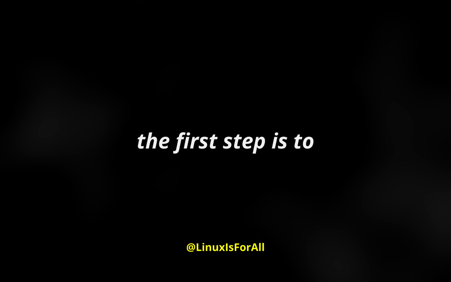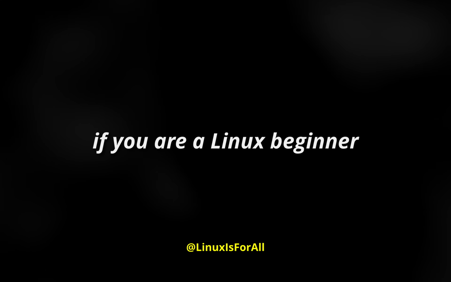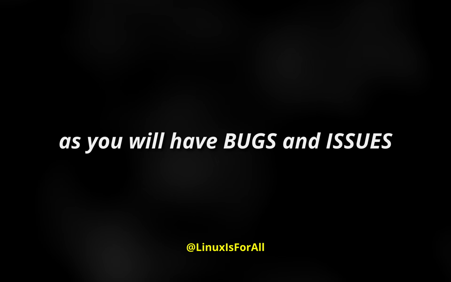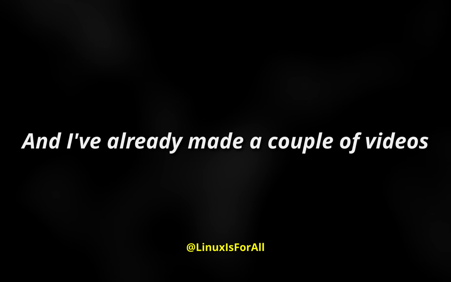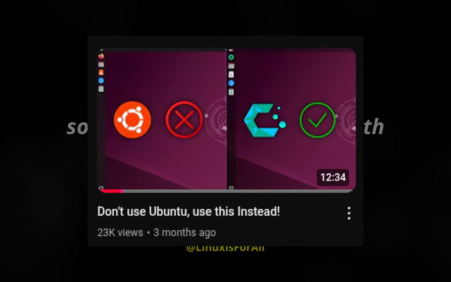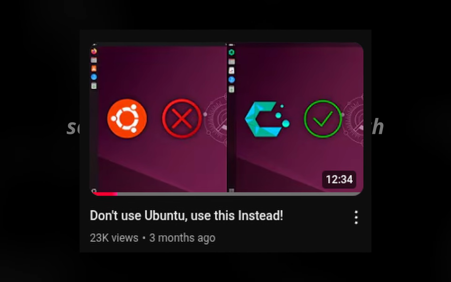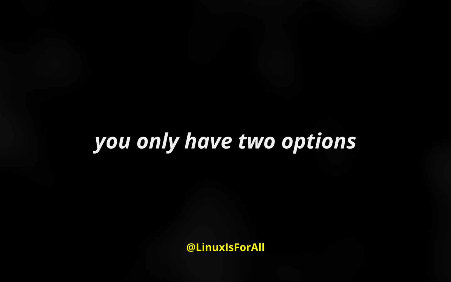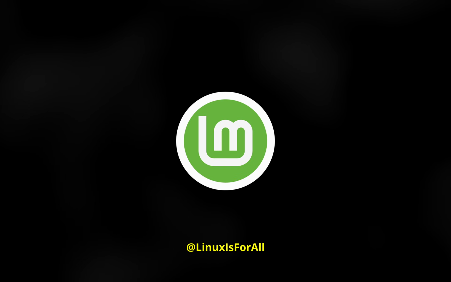The first step is to not use Ubuntu. If you're a Linux beginner, you want to avoid Ubuntu entirely, as you will have bugs and issues that only exist in Ubuntu. I've already made a couple of videos talking about the problems with Ubuntu, so watch those for a more in-depth explanation about Ubuntu and why it's bad. So what distro should you consider using as a beginner? Well, you only have two options. It's either Linux Mint or CachyOS.